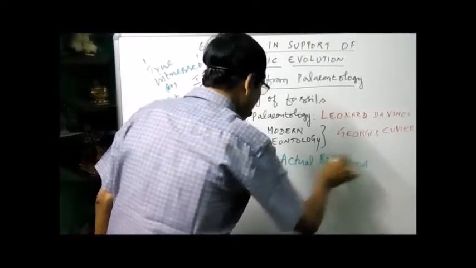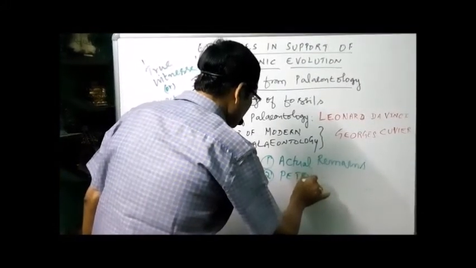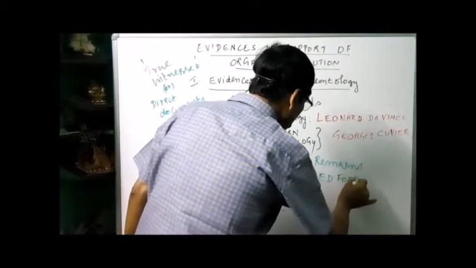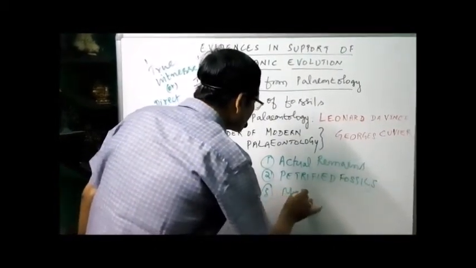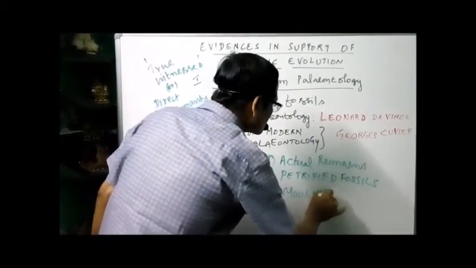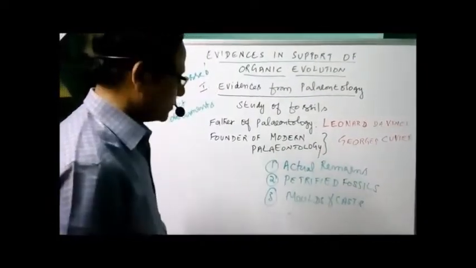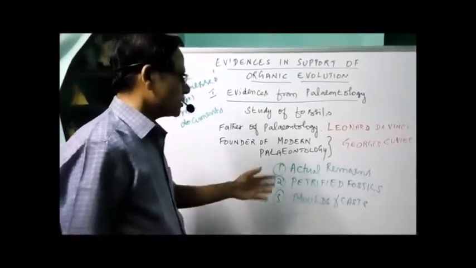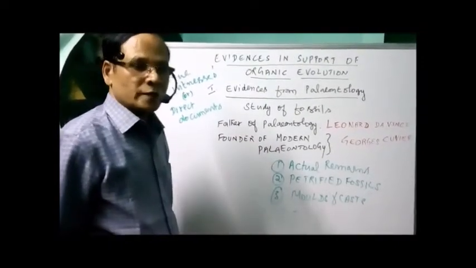Types of fossils: number 1, actual remains. Number 2, petrified fossils. Number 3, molds and casts. These are the three different types of fossils: either actual remains, petrified fossils, or molds and casts. We'll see these three different types one by one.